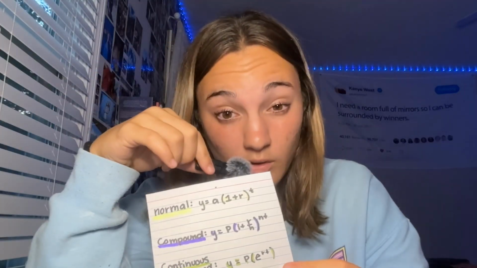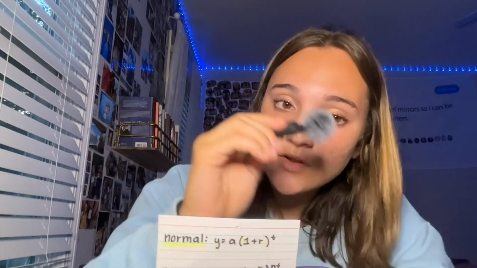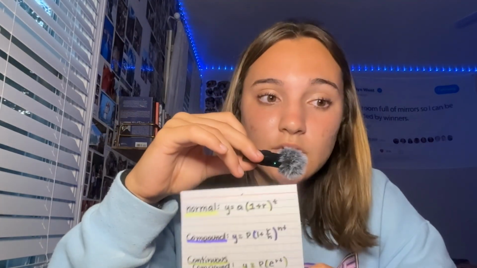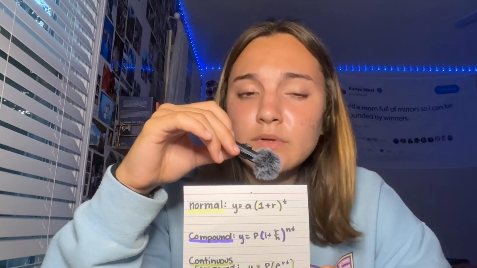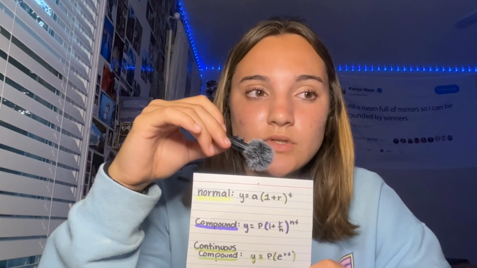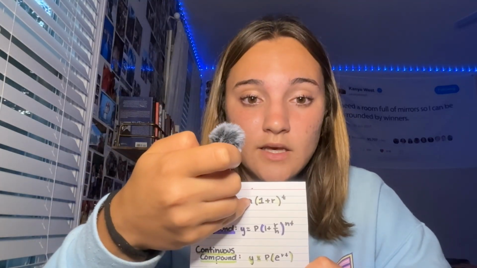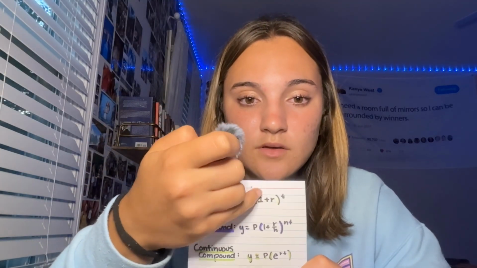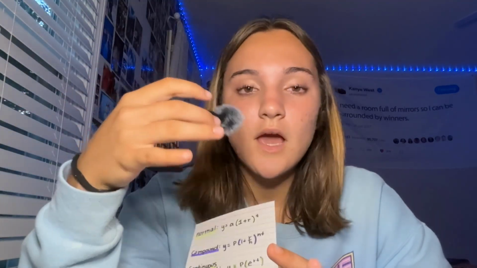So first you got normal, which is just your run-of-the-mill. You have 20 grand. You get 5% interest each year. How much do you make in 10 years? And then you just do y equals your initial money times 1 plus the percentage in decimal form, and then to the power of time.